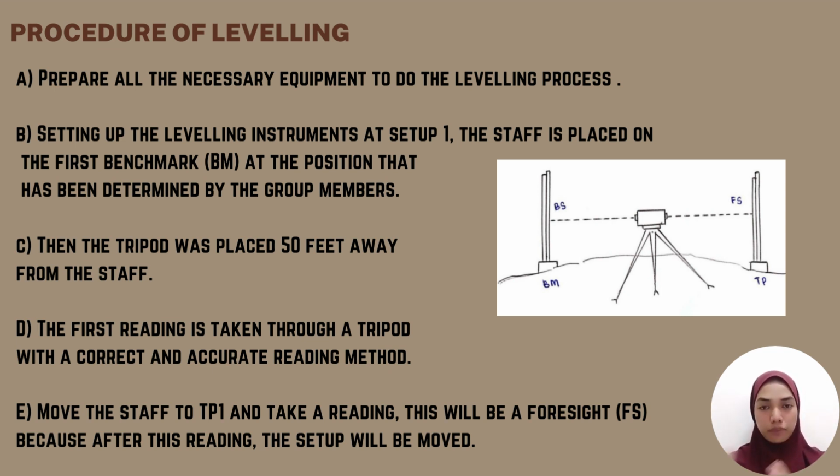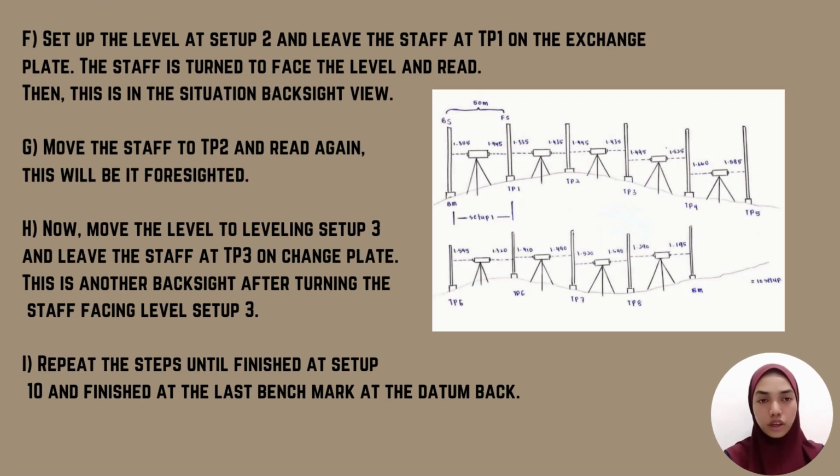The first staff we put at BM, and the second staff we put at TP1, and then the tripod was placed 50 feet away from the staff. After we put the staff and the tripod, we take the first reading with a correct and accurate reading method. After we take a reading, we take a note in the data. We move the staff to TP1 and take a reading. This will be the front side, because after this reading, the setup will be moved.